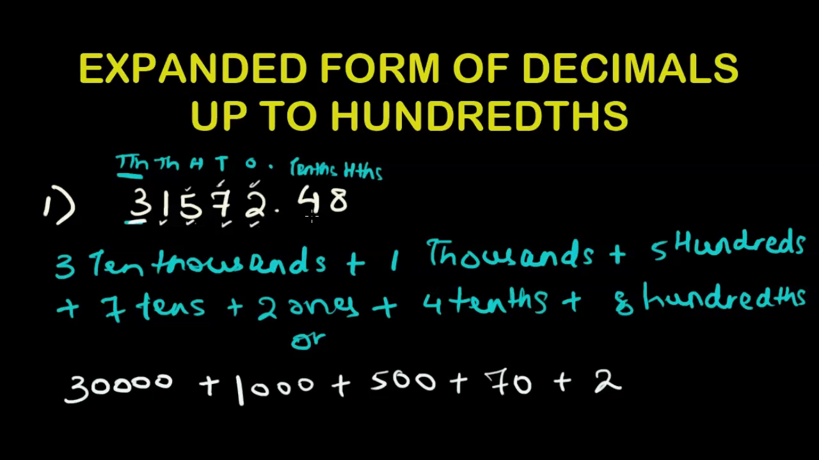Then how do we write the tenths place? We put a 0.4. So we put a decimal and the number. How do we write 8? We put a decimal 0.08.